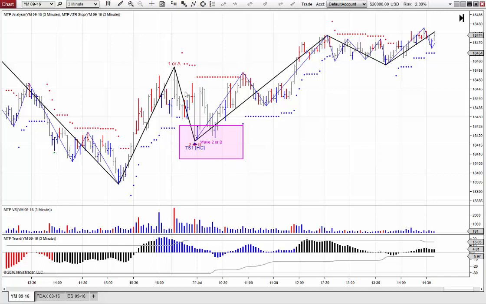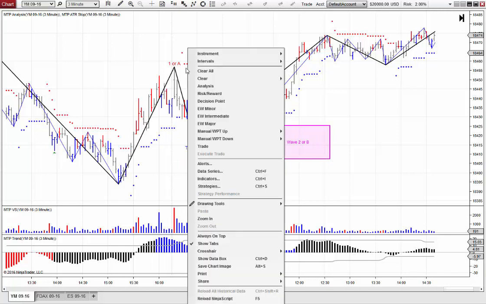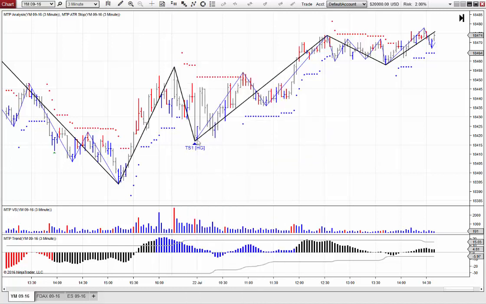If the wave 2 then subdivides into a minor ABC, like it does here with our TS1 setup, then we are anticipating that, I'll just clear this off, that after a wave 2 we're anticipating a wave 3 swing. Also, we like to see that this is coming off major support.